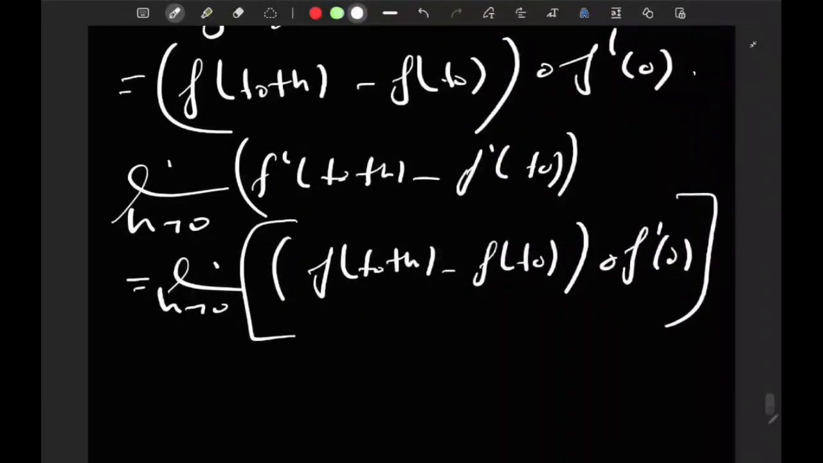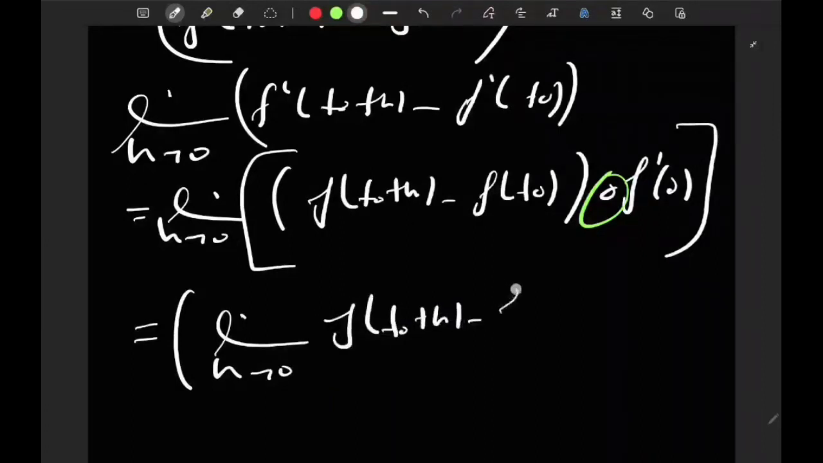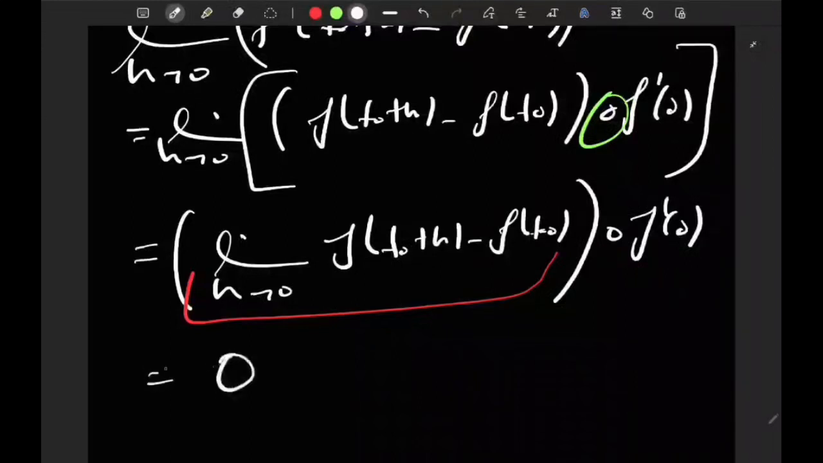Again, since the composition map is continuous, I can insert the limit inside, so it's just the limit as h goes to 0 of f of t0 plus h minus f of t0, composed with f prime of 0. And this thing is 0 since f is continuous at t0, right? So this is just the 0 map composed with f prime of 0.